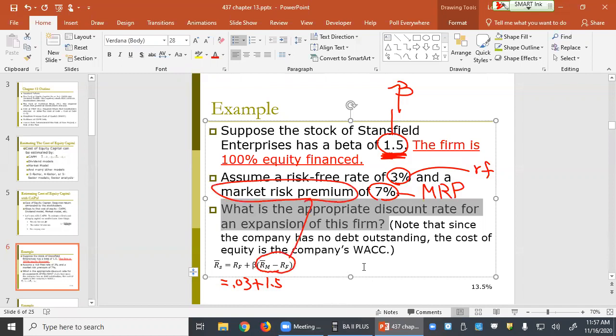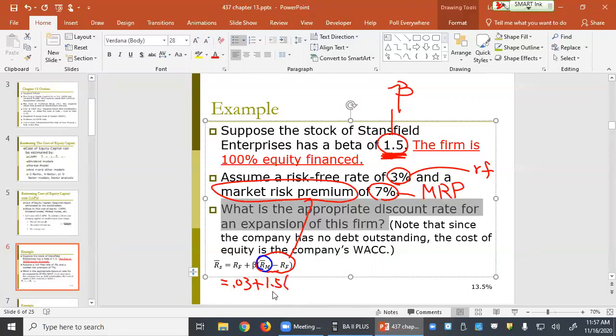So read the question carefully. The application is very simple. But in this case, the authors give you the market risk premium, which is the term in the red circle, while other times, they may only give you this, the return of the market portfolio. So you need to make sure to read the question carefully so that you will plug in the numbers correctly. Beyond that, this application is very simple.